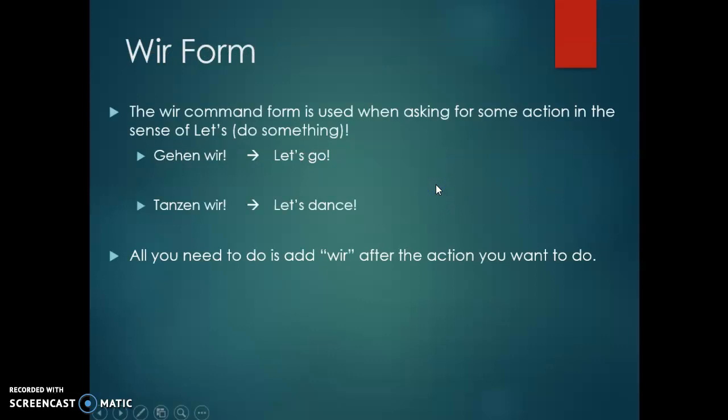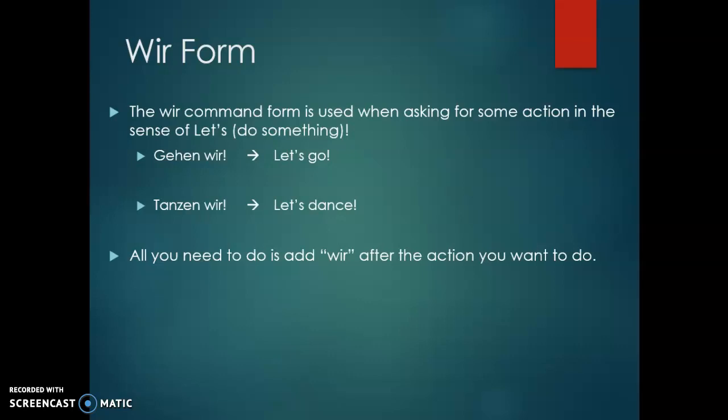Okay, so next up is the wir form. So we have the du and the ihr, and now the wir form. With du, you're talking to and commanding one person. The ihr form, you're talking to and commanding more than one person. The wir form is when you are commanding a group of people, including yourself. Just like when you think about it, wir, we, it makes sense. So we would probably translate this to, let's go do something, okay?